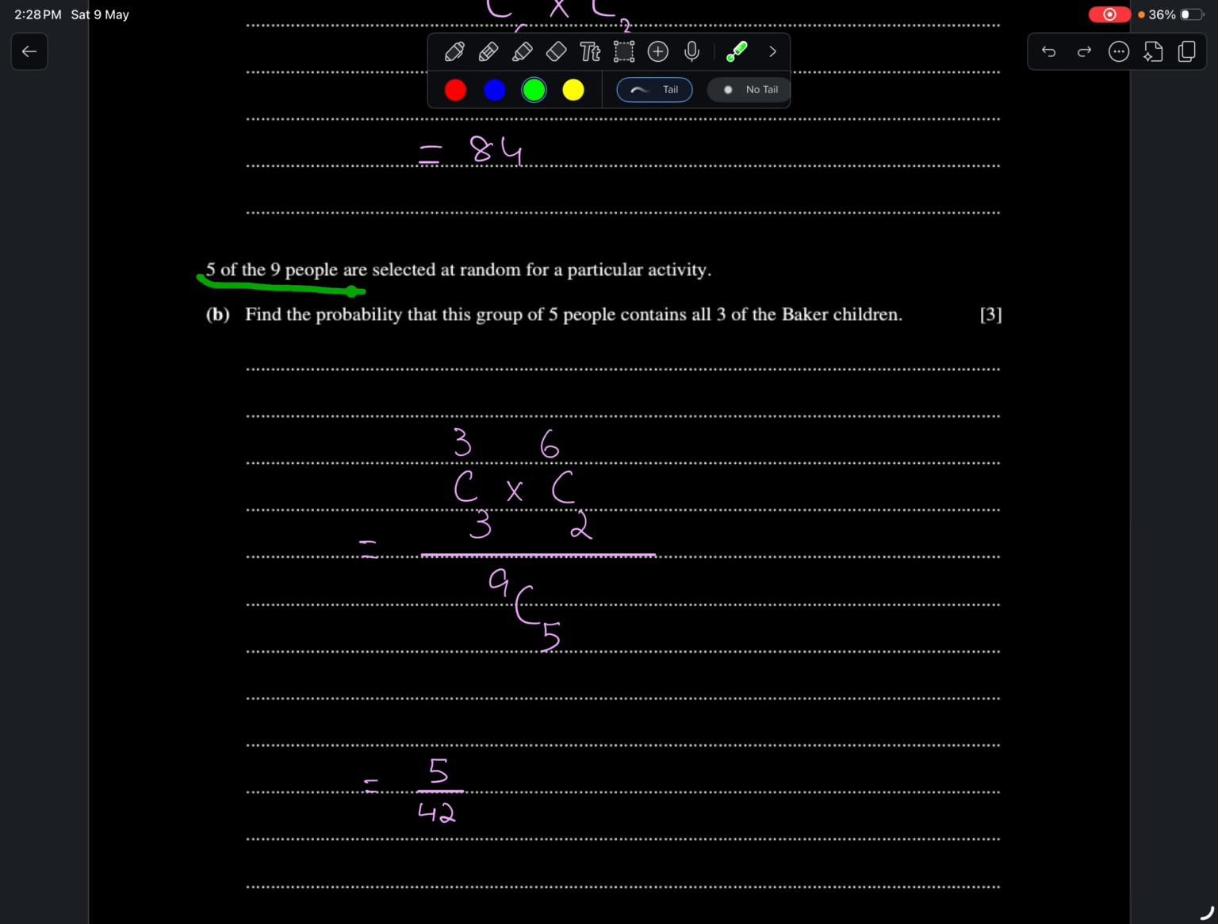5 of the 9 people are selected at random for a particular activity. Find the probability this group of 5 contains all 3 of the Baker children. So all 3 Baker children, and from the remaining 6 we can get 2, because altogether we need 5. 3 plus 2, 5. And probability, 9C5.